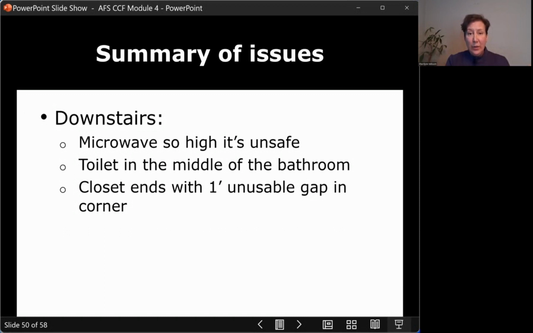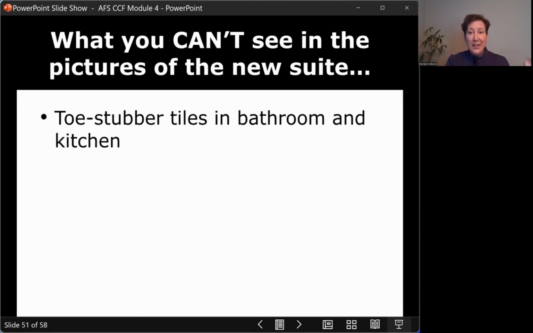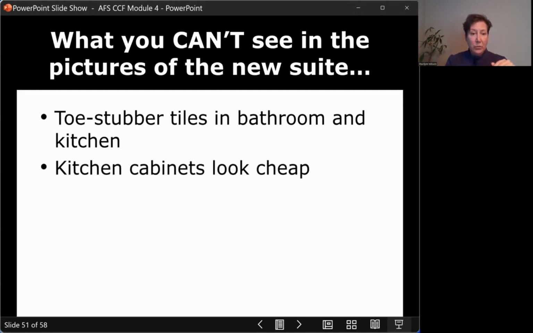That closet ending with that 1 foot unusable gap. And what you can't see in the pictures, but you discover when you're there, the tiles, although they were lined up very well, obviously someone had used the spacers, they were pressed down too much in a lot of places, and some were very proud. And there was one in particular that I know if I lived there, I'd break my toe. So that was not good.